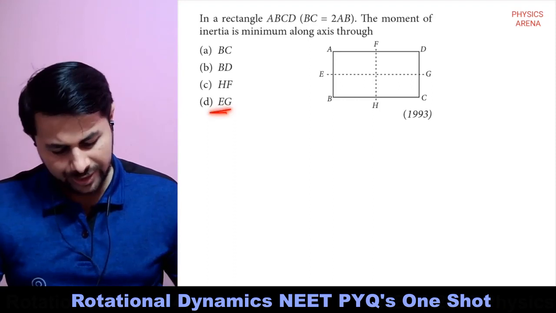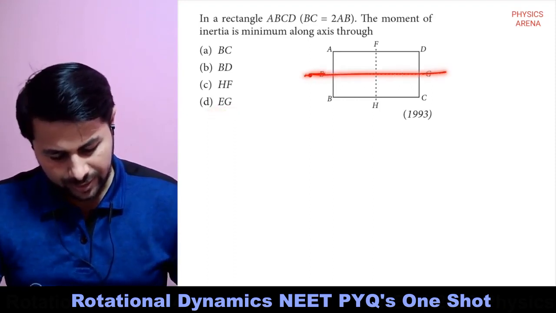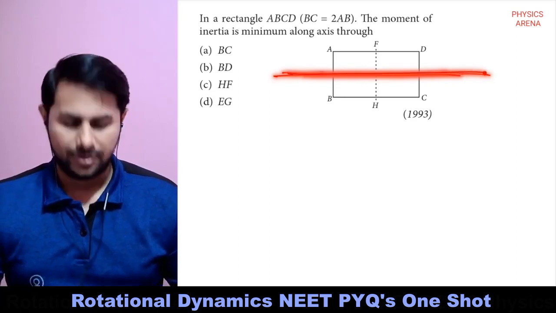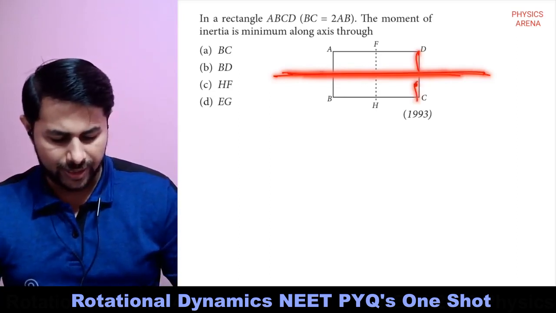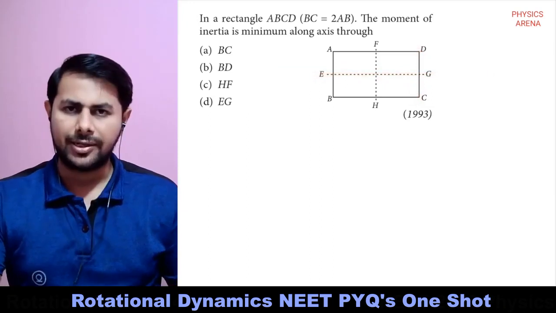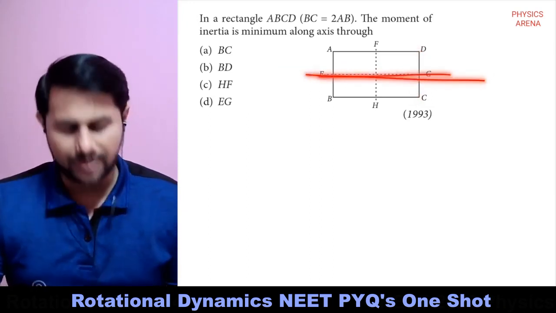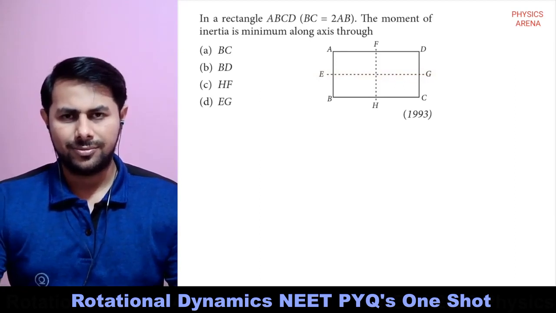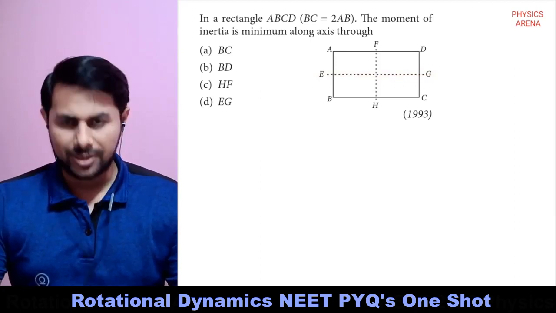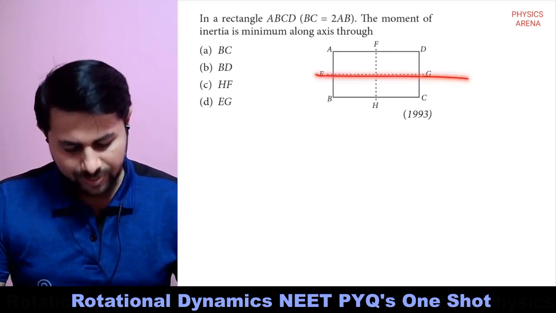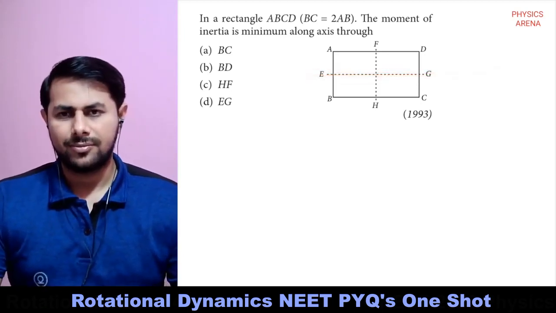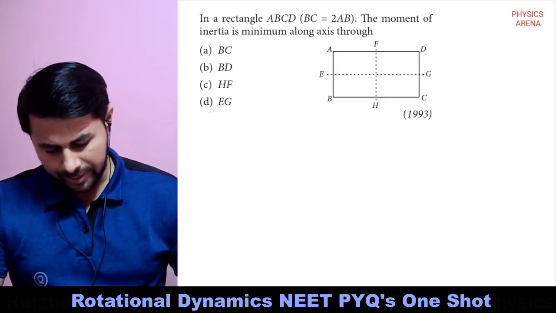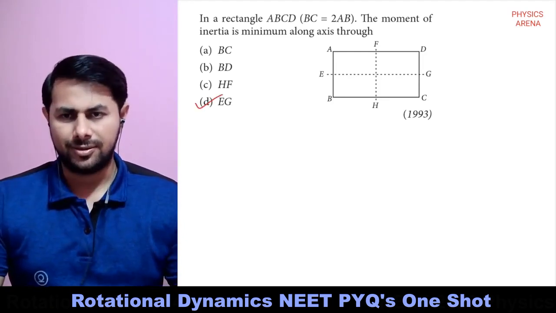Then you have EG. Which is EG? This is EG. So now if you take this axis, the mass is distributed at minimum length from this axis, you can say. Yes or no? So moment of inertia will be least for this axis, minimum for this axis. So this is straightforward. The answer of this question should be EG.